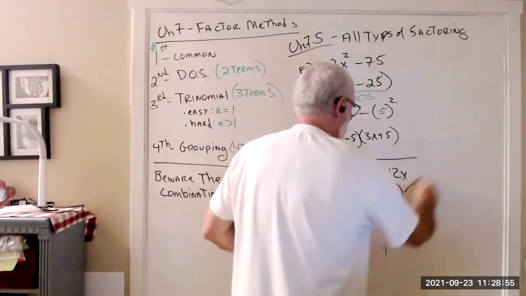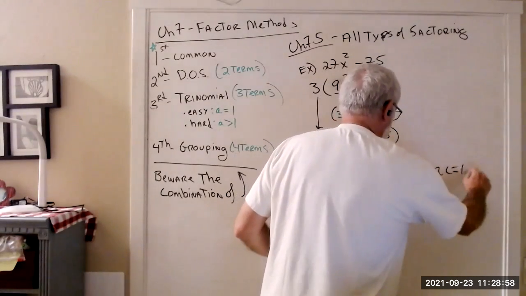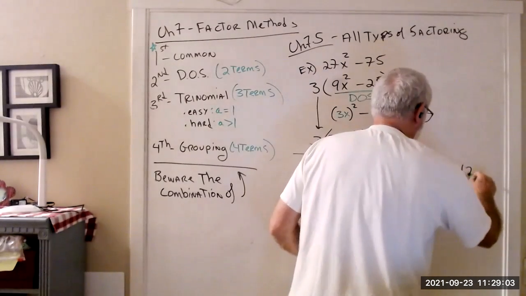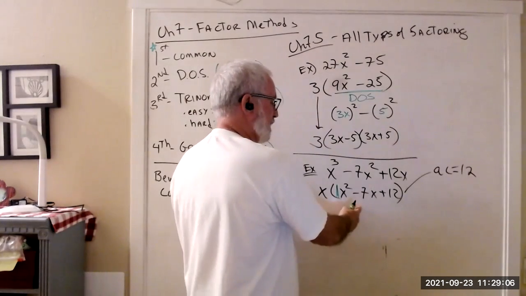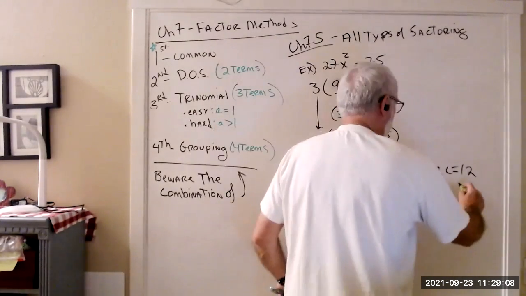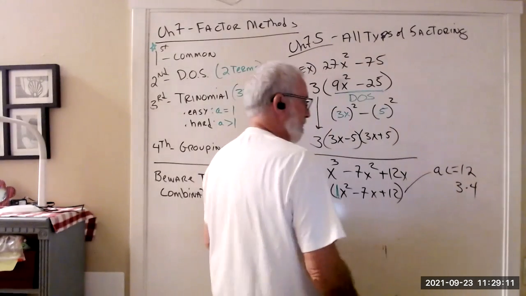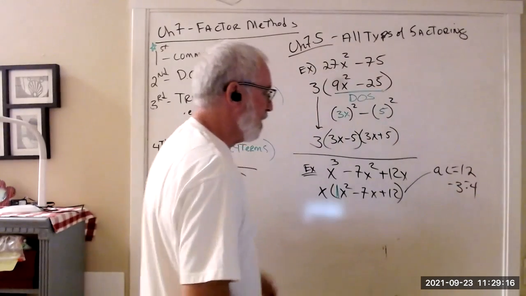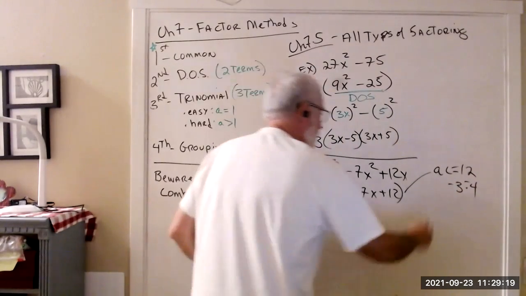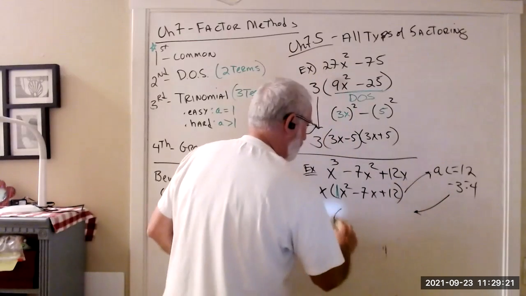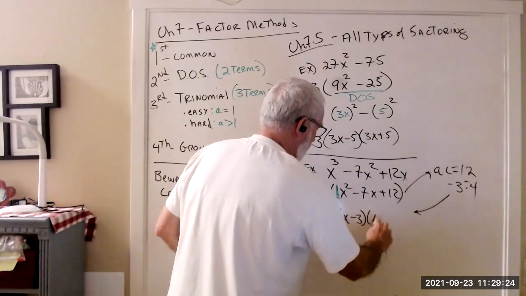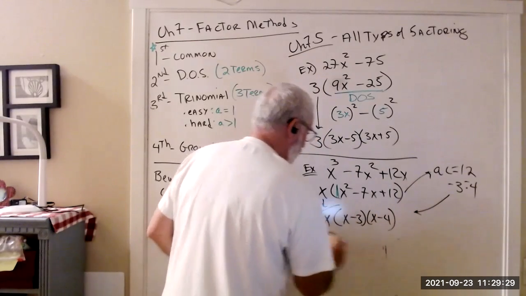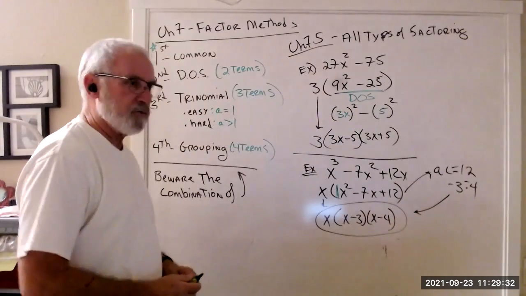So for all trinomials, we get the AC is 12. 1 times 12 is 12. But we're looking for the factors of 12 that add to -7. Well, 12 is 3 times 4, but I want them to be -7, so -3, -4. And remember, because this is easy, we can say this is x minus 3, x minus 4, and we always bring down this x that we brought out. It's part of the answer.